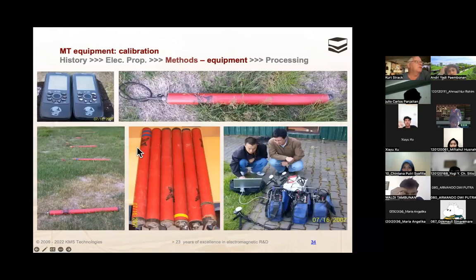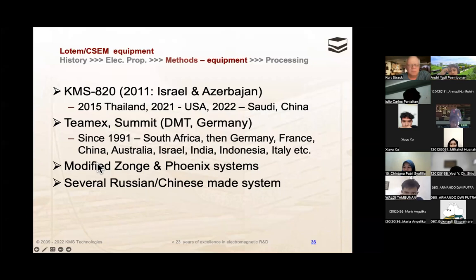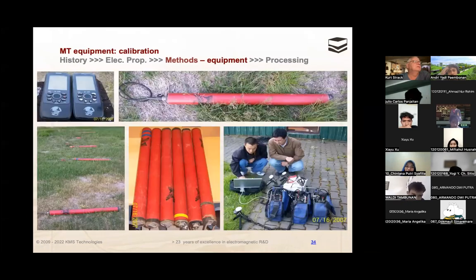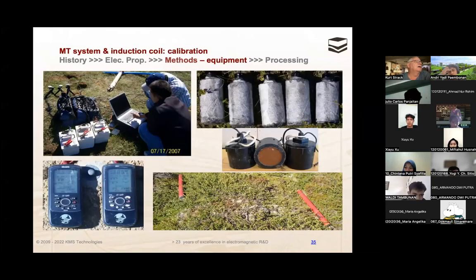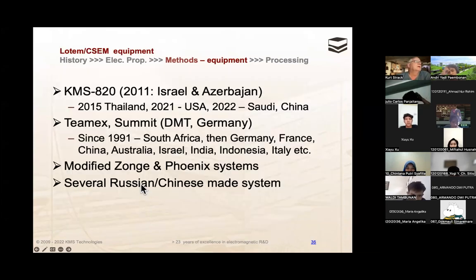So here is a Phoenix system. This is in Hungary. And here are calibration sites with the electrodes and the systems next to each other. We're talking about CSEM equipment.